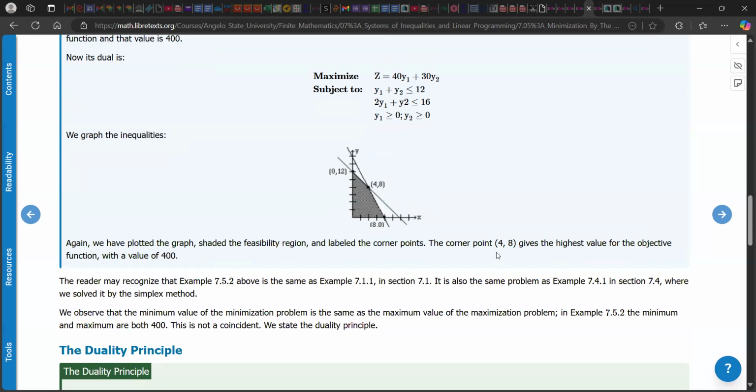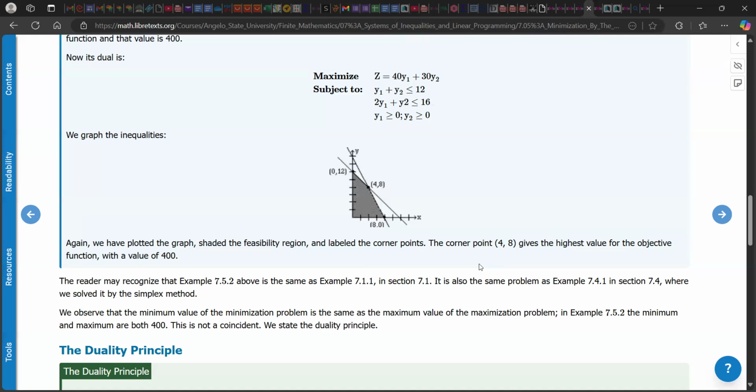But notice y1 and y2 take on 4 and 8. Those are not the values at which the minimum occurs. Those are the transposed variables. So those are not our solution. The value of 400 is the minimum, right? It is the minimum. However, 4 and 8 is not when it occurs, right? That is when the maximum occurs. So these conditions here, but that's not when the minimum occurs.